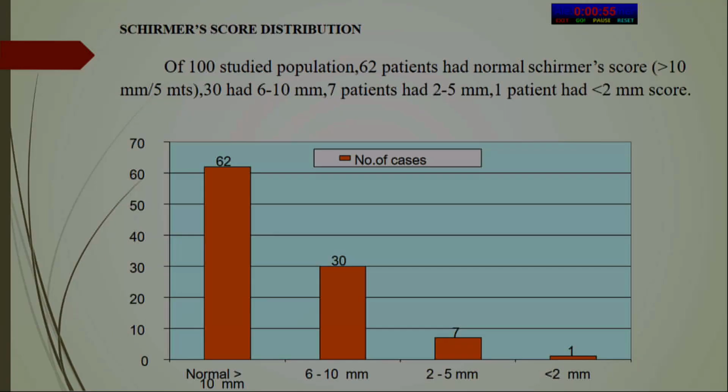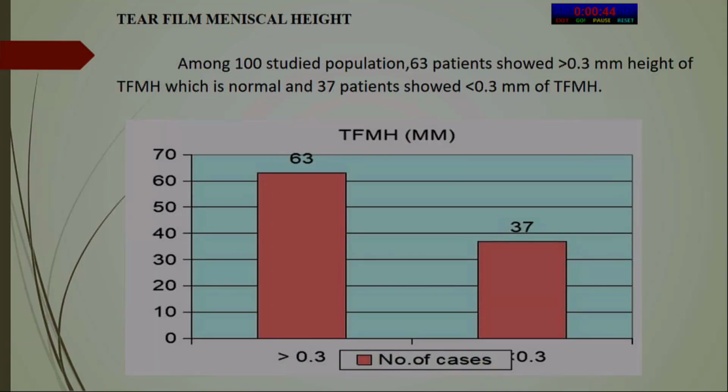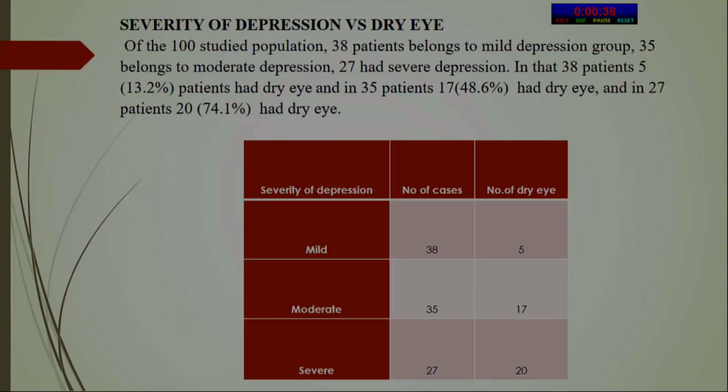Schirmer's score distribution of 100 studied population: 62 patients had normal Schirmer's score, 30 had 6 to 10 mm, 7 patients had 2 to 5 mm, and 1 patient had less than 2 mm score. This is the tear film meniscus height: 63% less than 0.3 mm, and 37 patients showed less than 0.3 mm.